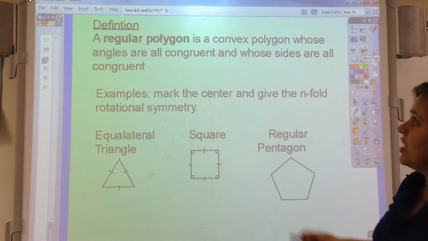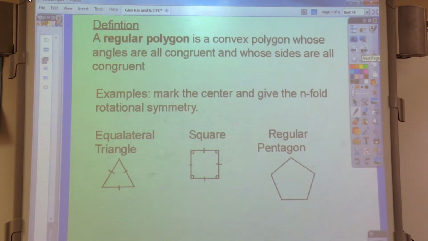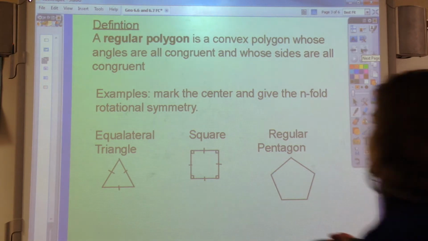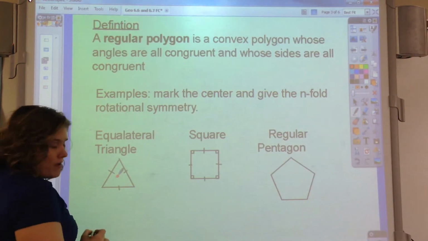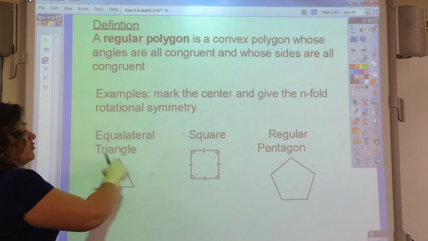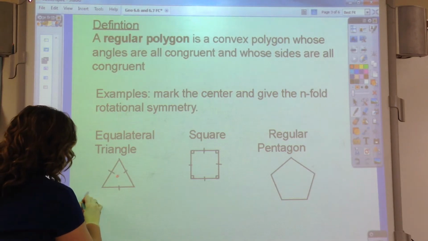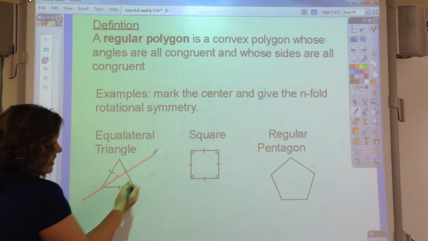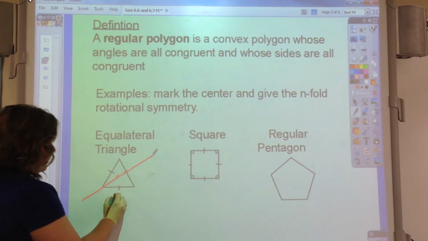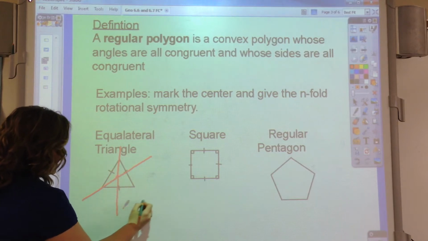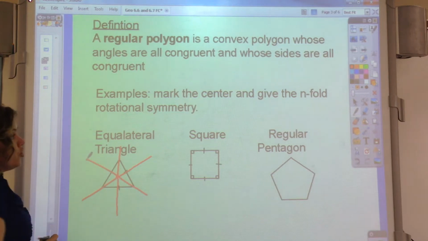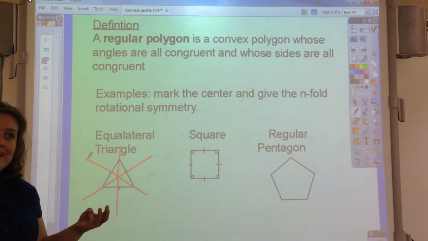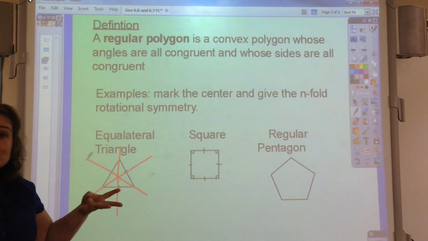All right, let's look at different shapes. A regular polygon is a convex polygon whose angles are all congruent and whose side lengths are all congruent. For example, let's look at my triangle. If this is an equilateral triangle, all of my side lengths are congruent and all of my angles are congruent. To draw a line of symmetry, I must go through the angle, bisect the angle, and bisect this side length. Here I could draw a second line of symmetry, so I know this is my center, and finally a third line of symmetry. Notice that for a triangle, a shape with three side lengths, I have three lines of symmetry.